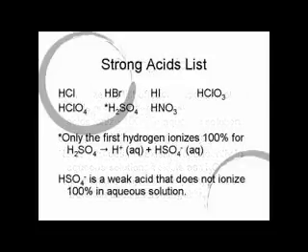So here is our strong acids list. HCl, HBr, HI, HClO3, HClO4, H2SO4, the asterisk there because only the first hydrogen ionizes 100% for H2SO4. The product of its first ionization, HSO4-, its conjugate base, is a weak acid that does not ionize 100% in aqueous solution. So only the first ionization goes 100%. And HNO3. If you memorize those 7 strong acids, you'll be in pretty good shape.